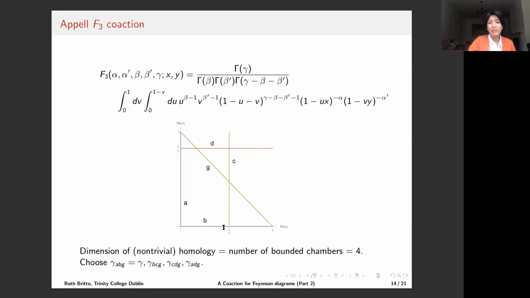So the dimension of homology or cohomology is the number of bounded chambers, which you can easily eyeball. The number of chambers, sort of finite regions just bounded by these lines, is 4. 1, 2, 3, 4. Now we can choose, for our basis of contours, we can choose those 4, but to make the integration a little bit simpler, we combine them into regions that are all triangular. So here, this is the original one in the definition. BCG is another triangle here. ADG is another triangle here, and CDG is another triangle here. That's another choice of basis.